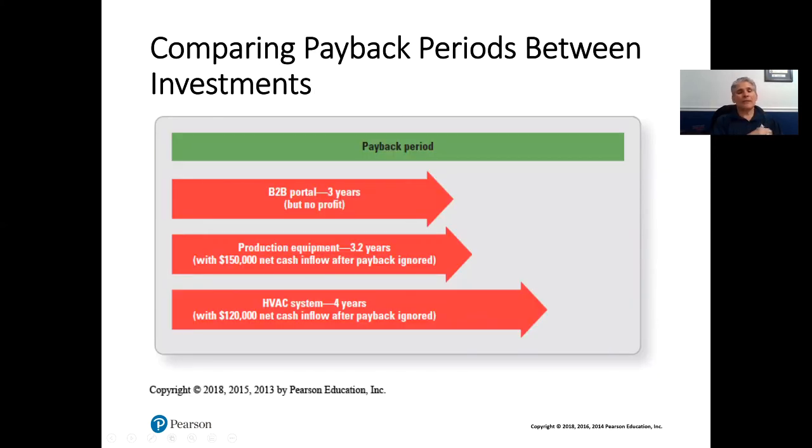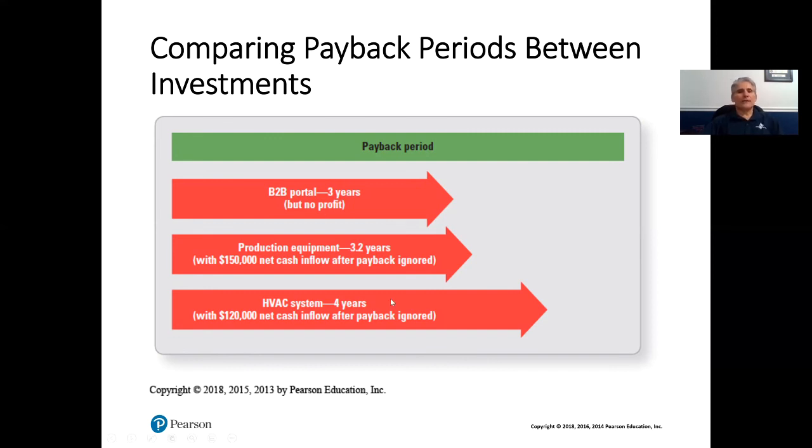So we had the 3 different options. B2B portal gives you a 3-year payback period. Production equipment gives you a 3.2 years. That's what we just figured. And then the HVAC system, the very first one we looked at, gives us a 4-year payback. If we were comparing these 3 alternatives and we were simply using the payback period, you would choose the B2B because that's the shorter payback period. If that's your criteria, that's all you're going to be using.